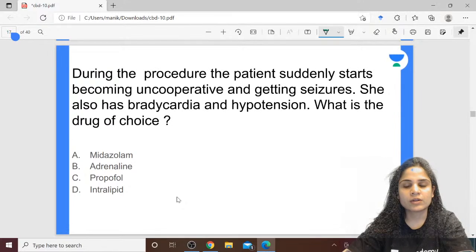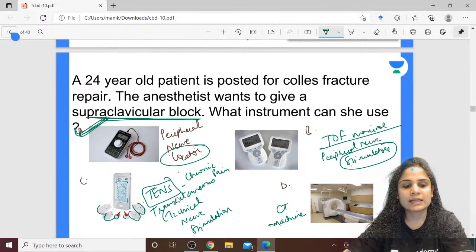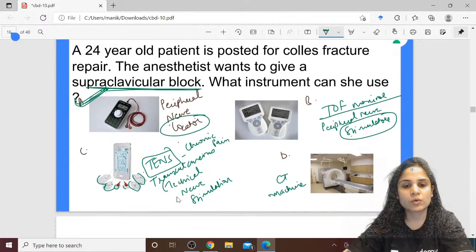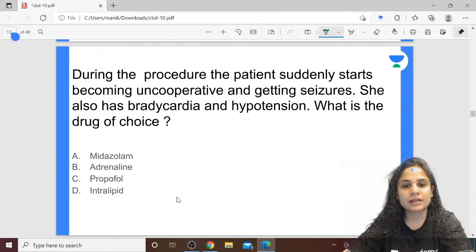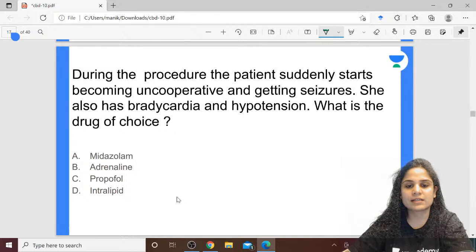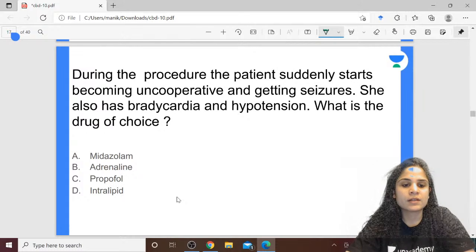Next question. During the procedure, the patient suddenly starts becoming uncooperative and starts getting seizures. She also has bradycardia and hypotension. What is the drug of choice? So what is happening over here? You are giving a regional anesthesia supraclavicular block with local anesthetic to the patient. And during the procedure, the patient starts becoming uncooperative, starts getting seizures, bradycardia, and hypotension. So what will your treatment be for this? Midazolam, adrenaline, propofol or intralipid? Alright, Manoj is saying intralipid. Any other answers?